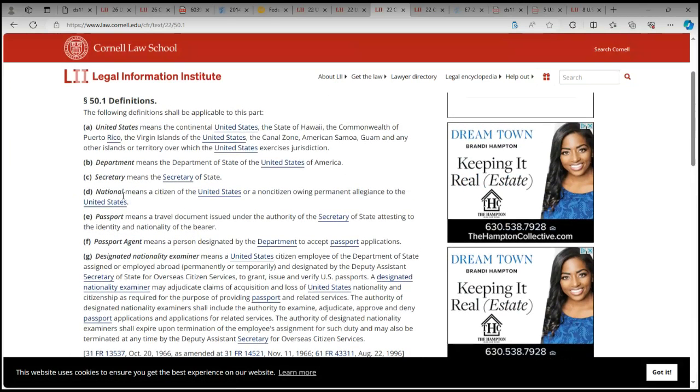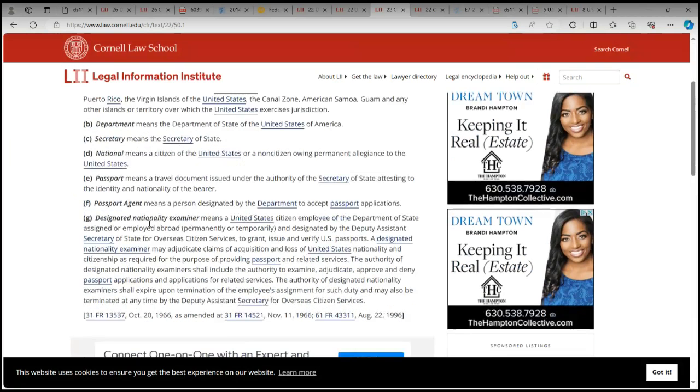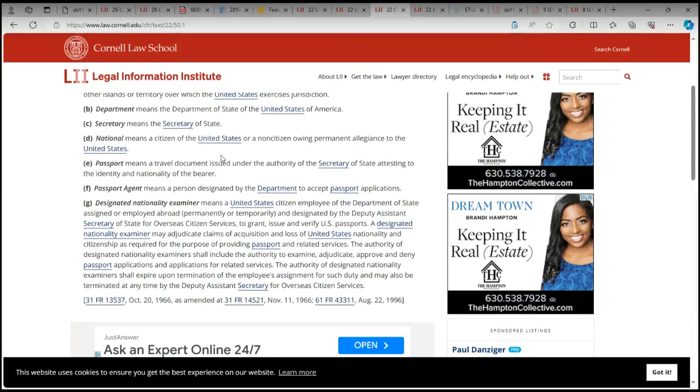The term national means a citizen of the United States or a non-citizen owing permanent allegiance to the United States. So in this context, for this part, because these definitions only apply to this part, right? National means two things: a United States citizen and then a person who owes permanent allegiance to the United States. Two things.